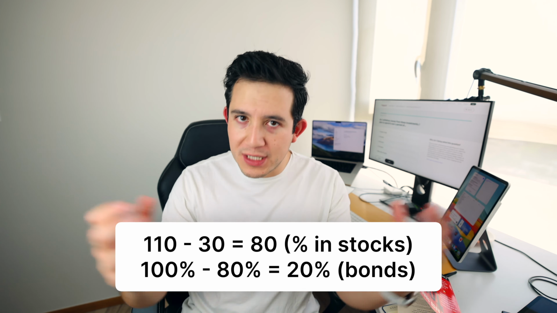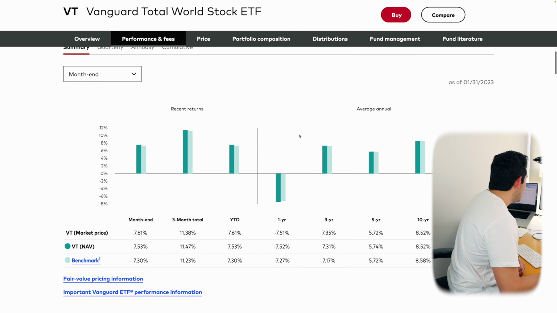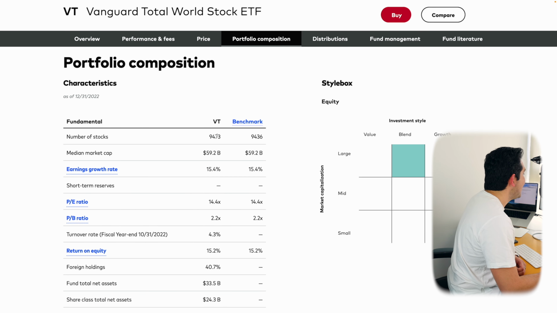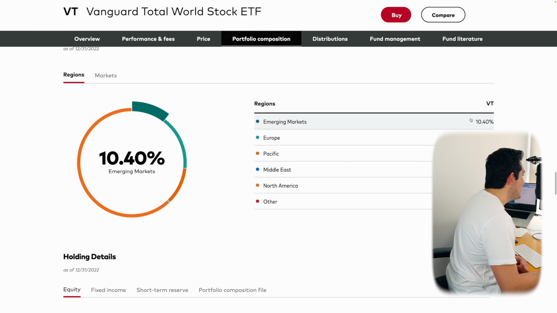And if we want to make things very easy, that percentage that this rule says that we should invest in stocks, we could just invest in an ETF like Vanguard's VT, which invests in more than 9,400 companies all across the globe. With this Vanguard VT ETF, which is the Vanguard Total World Stock ETF, like I said, we would be investing in 9,473 different companies, and we're going to find that 10.4% of our money would be invested in emerging markets.